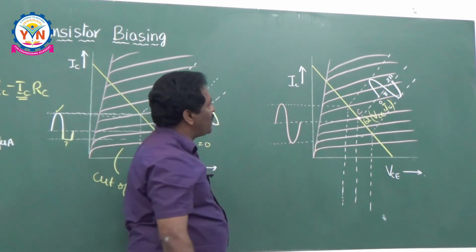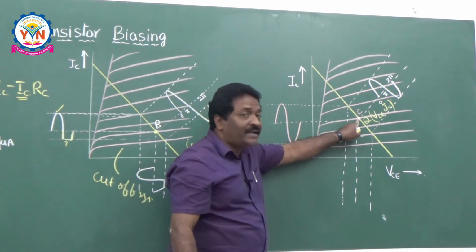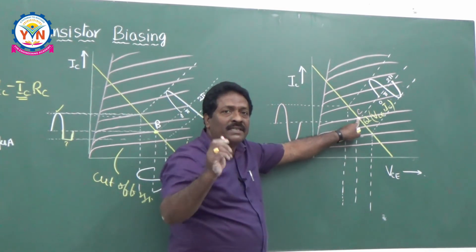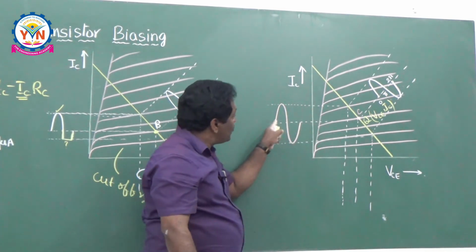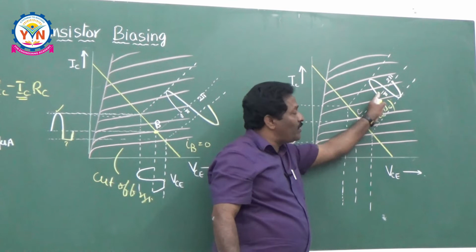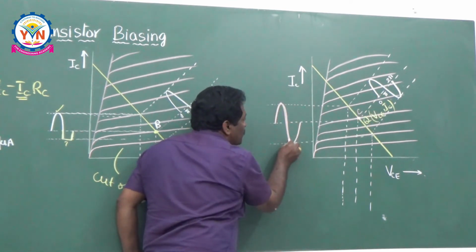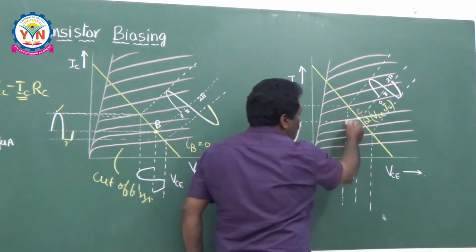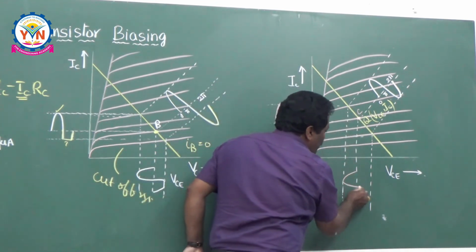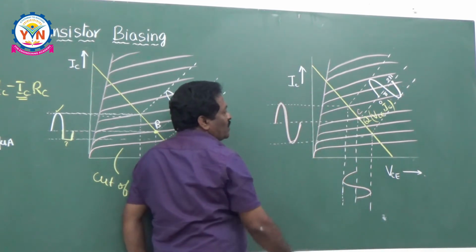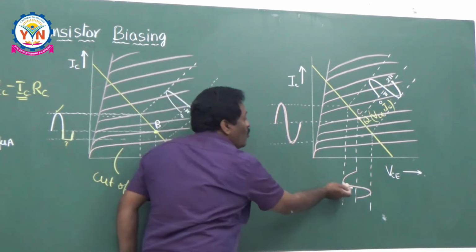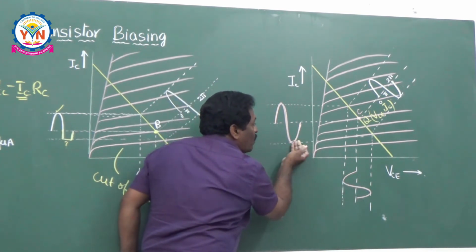If you observe here, as the operating point is at the center, the shape is not disturbed, and you are getting the same shape as that of the base waveform. That means faithful amplification. If the IC is like this, then automatically you can say that your VCE is also like this. So this is the output voltage. Output voltage always depends on your output current.